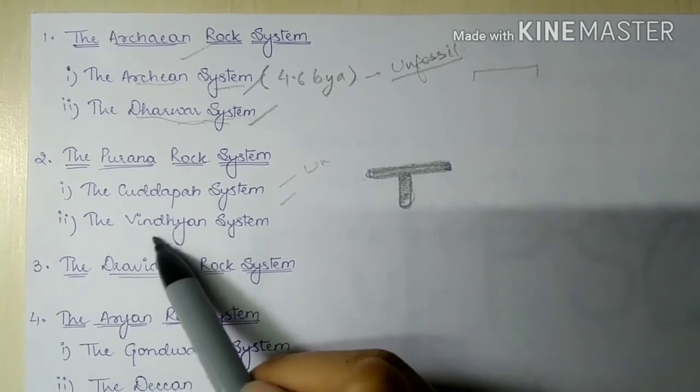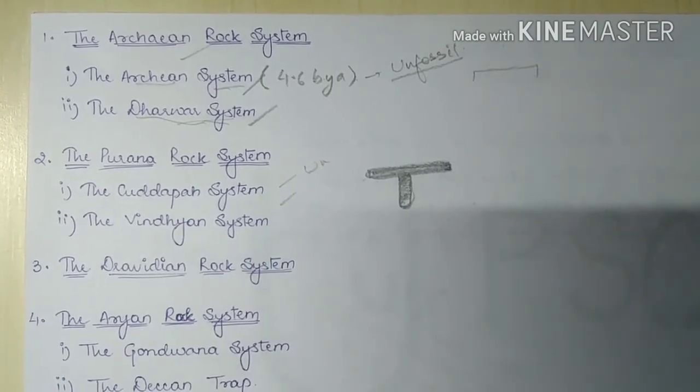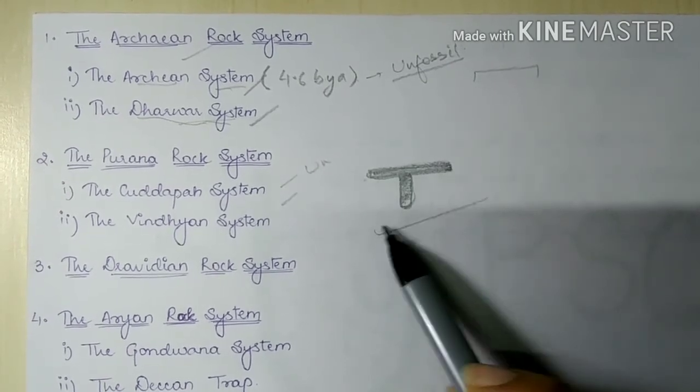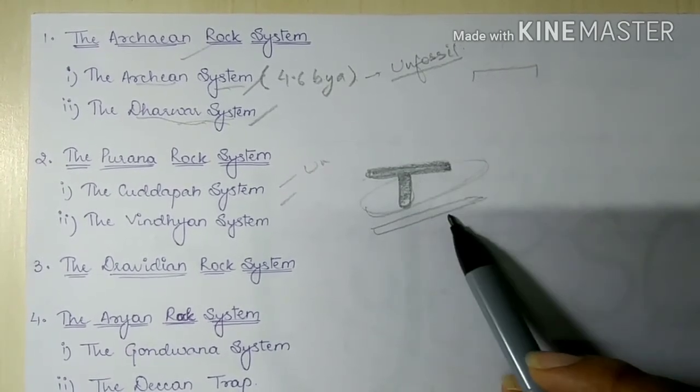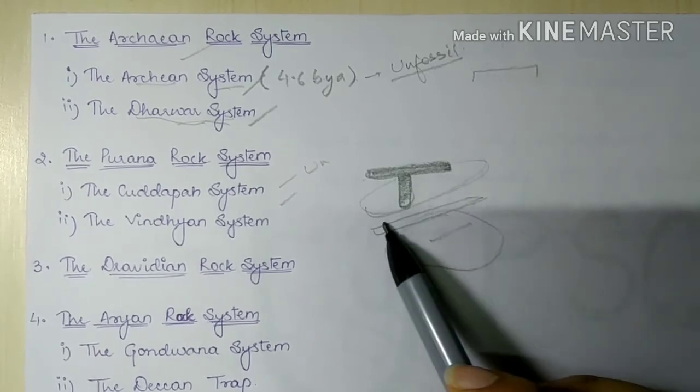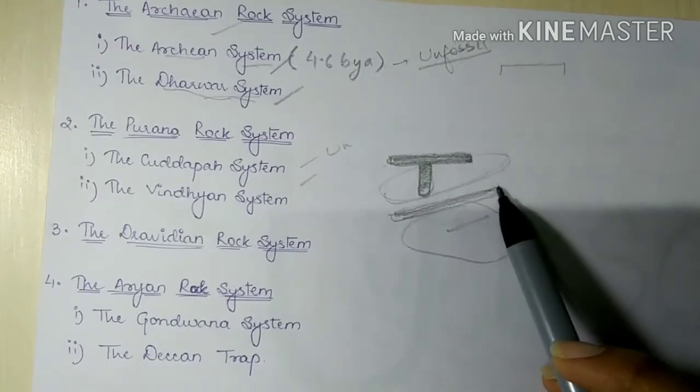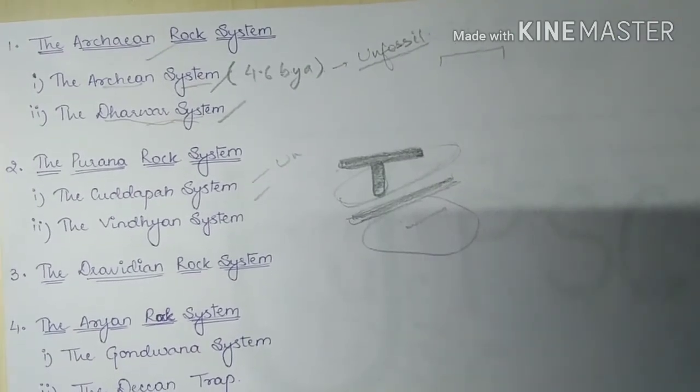Next we have the Vindhyan system. The Vindhyan system's name is derived from the Vindhyan mountains. These mountains form a dividing line between the Ganga plain in the north and the southern peninsular region in the south. In between them we have this Vindhyan system. Now this Vindhyan system is well known for its red stone, then sandstone and ornamental stone. Okay, and they have diamonds also.